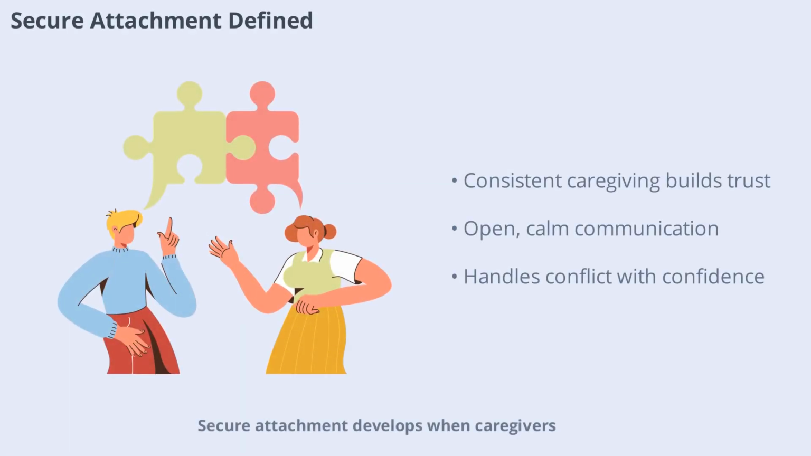Secure attachment develops when caregivers are consistently responsive and emotionally available. Children with secure attachment learn that their needs will be met, which fosters trust and confidence. As adults, these individuals feel safe in relationships, communicate openly, and handle conflicts with calmness. For example, if their partner takes time to reply to a message, they don't panic or assume the worst. Instead, they trust the relationship and maintain emotional balance. Secure attachment is the foundation for healthy, fulfilling connections.